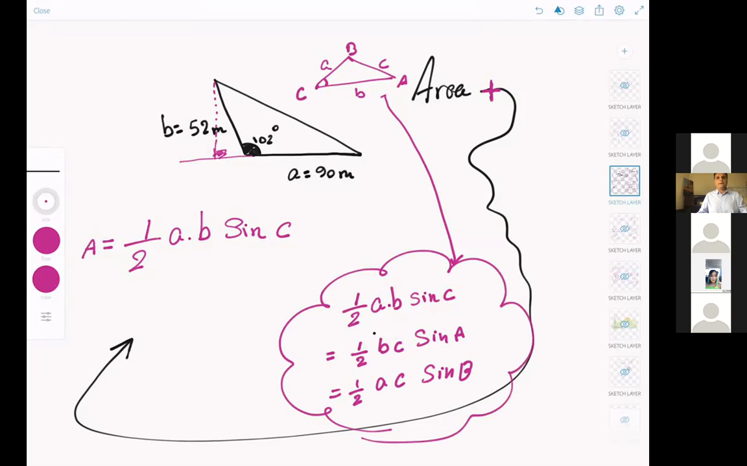How do you find the area? I don't give you a right triangle to just multiply and divide by 2. I don't give you the height, but I give you two sides, and the question is, what is the area? So we have two sides. One of them is here, another one is there. We also have an angle between them. So we are able to use one of these formulas.